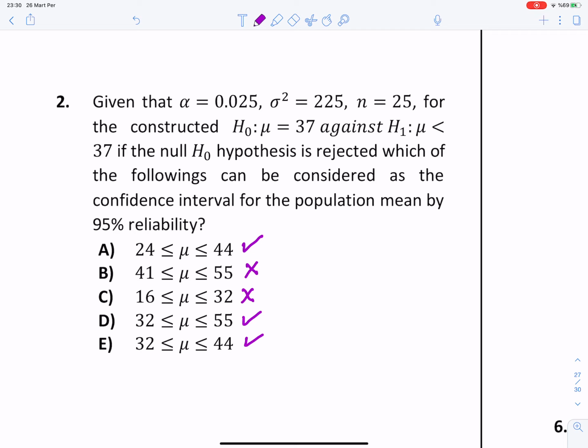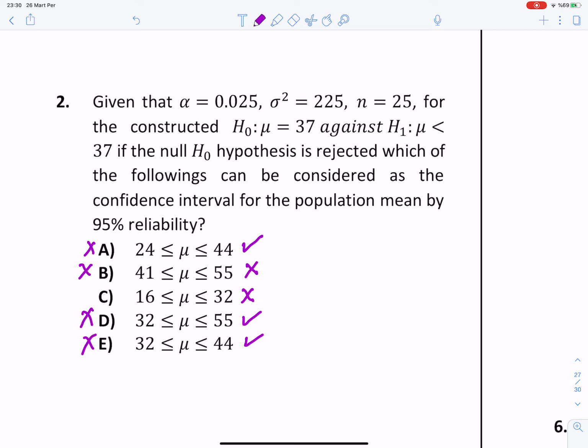It seems that there are two answers, but one is a better answer. So we will understand that if you're rejecting the null hypothesis, you're supporting the alternative hypothesis, they are saying to you the population mean is less than 37. So in this case, question B, the lower bound is even 41. 37 is not within this range, but we know that the population mean is going to be less than 37, and even the lower bound is much greater than 37. So question B is not the right answer. So it can't be this one. And this one is also not an answer.